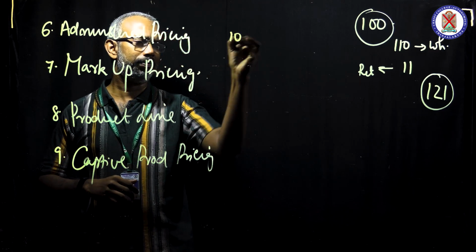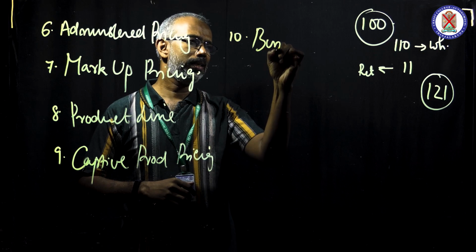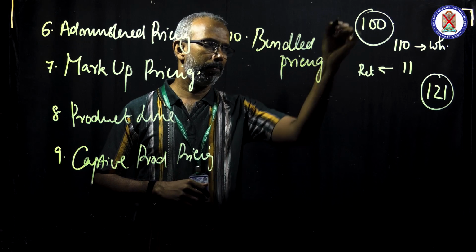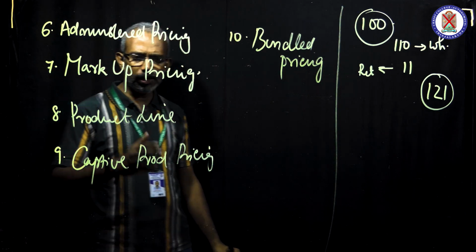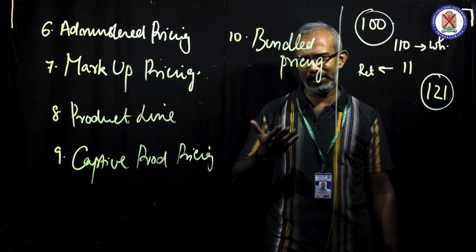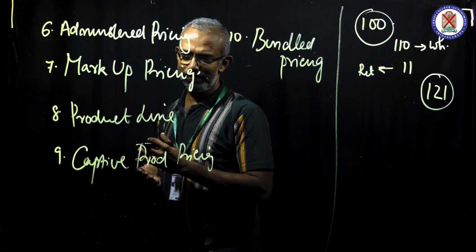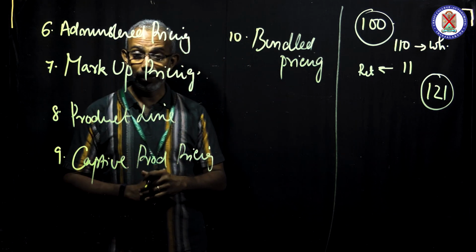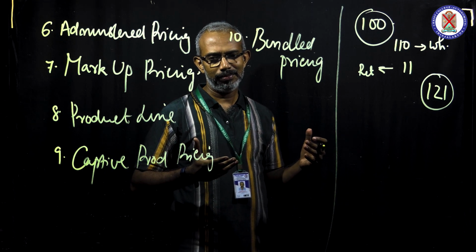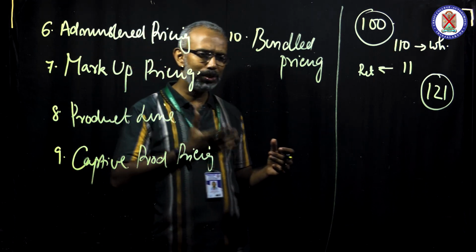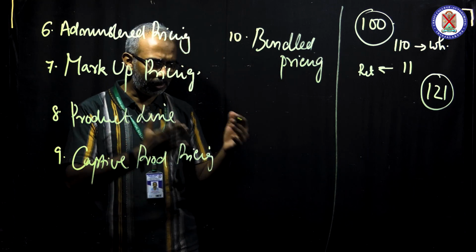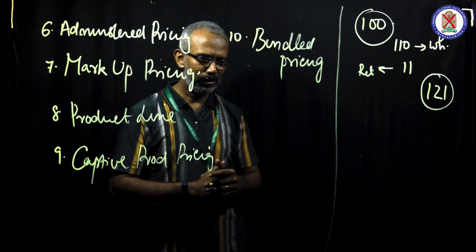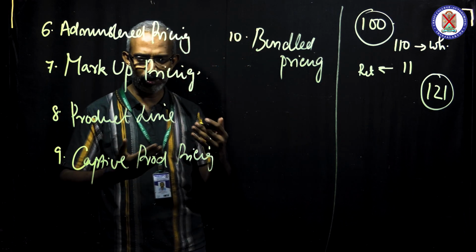Point number 10. This is bundled pricing. In bundled pricing, 2 or 3 or more products of the same manufacturer are bundled together and offered to the customer. What is the big deal in this? Suppose you were to calculate the individual price of these products which are currently being bundled and given to you, you will find that the price will be more. You take it as a bundle, the price will be less.